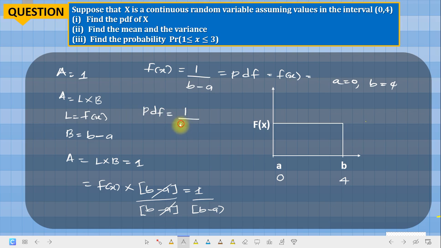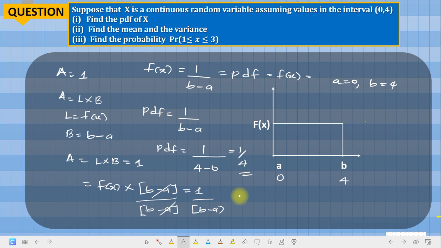1 all over b minus a. So our PDF is equal to 1 all over, where's our b? It is 4 minus 0. So this equals 1 over 4. So our PDF is equal to 1 over 4. Are we getting it? That's our PDF.